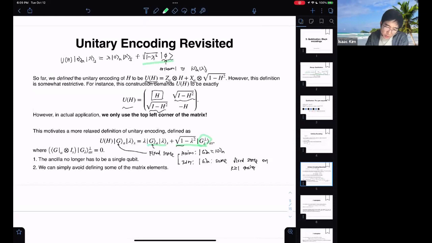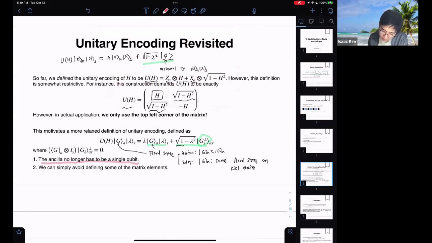So you see that we relaxed our assumptions in two different ways. One is that the ancilla no longer has to be a single qubit. It can be a k qubit register where k is larger or equal to one.